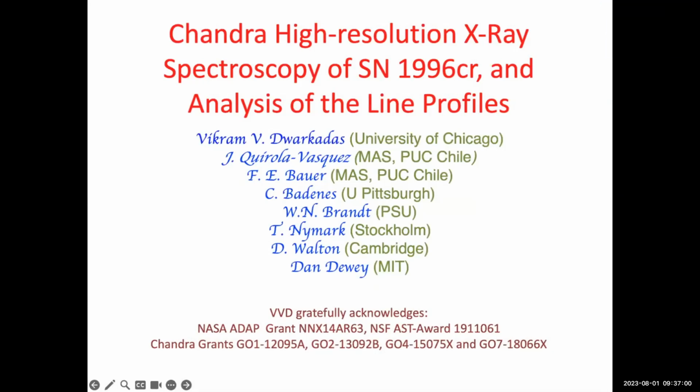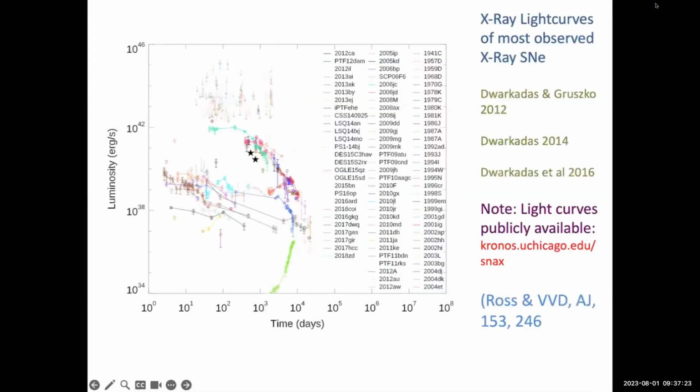Okay, great. Today I'm going to be speaking on Chandra High Resolution X-ray Spectroscopy of Supernova 1996cr and analyzing the line profiles. This was work that I started with Franz Bauer and Dan Dewey many years ago, and lately we've continued with Franz Bauer and his graduate student, Jonathan Curola Vasquez. The first question you might ask is why 1996cr? What's so special about it?